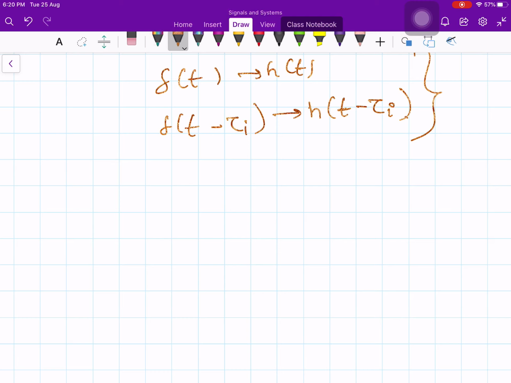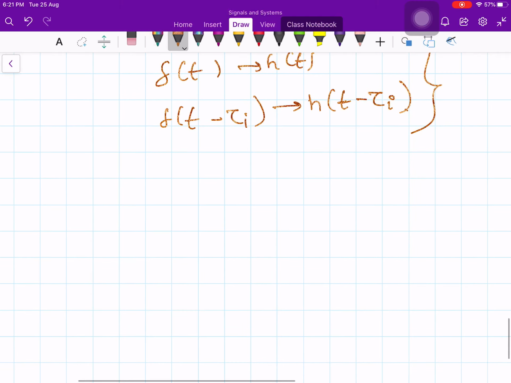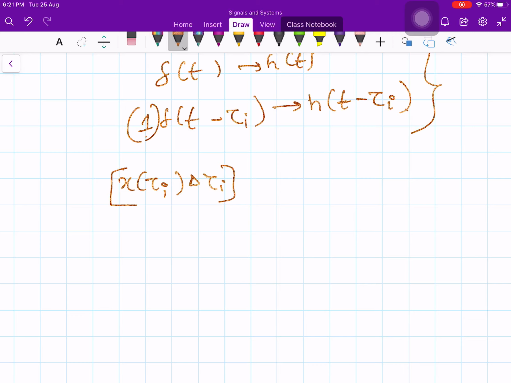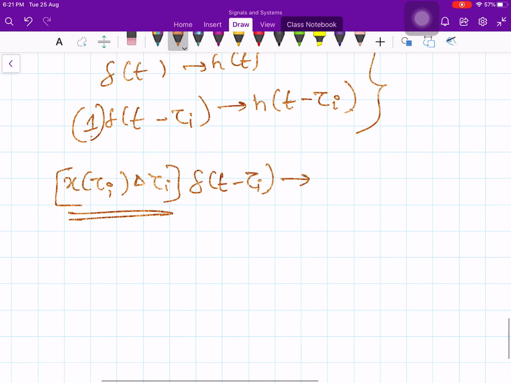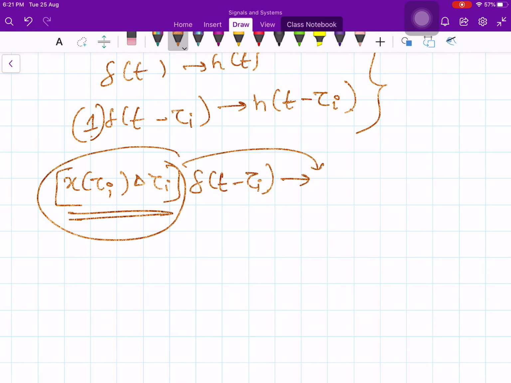And instead of an impulse with a unit magnitude, like here the magnitude is unit, right? We have the magnitude of x of tau i times delta of t minus tau i. The magnitude is scaled by this constant. The same thing you will get at the output. This constant will not change, it will occur here: x of tau i delta tau i times h of t minus tau i.